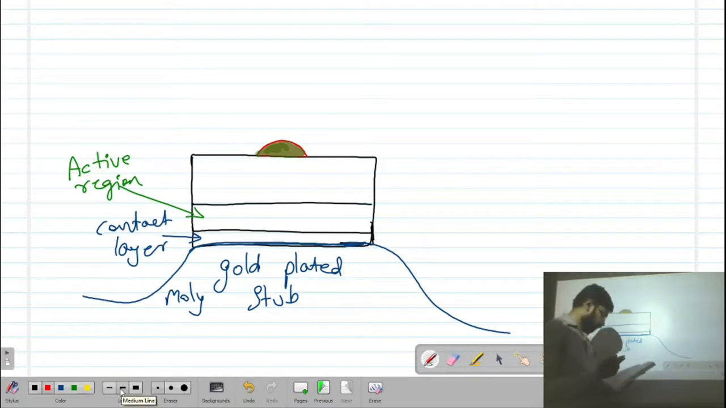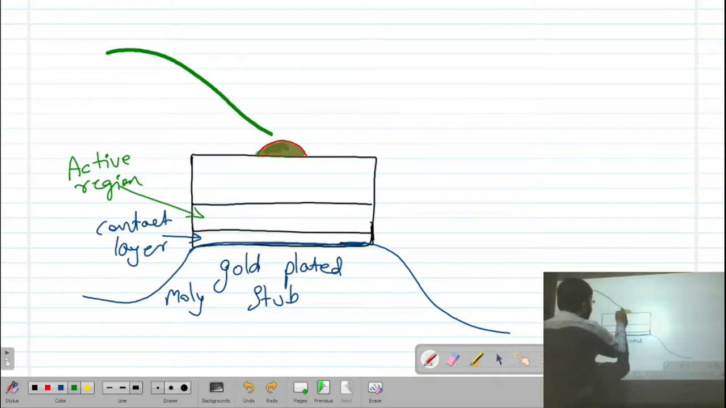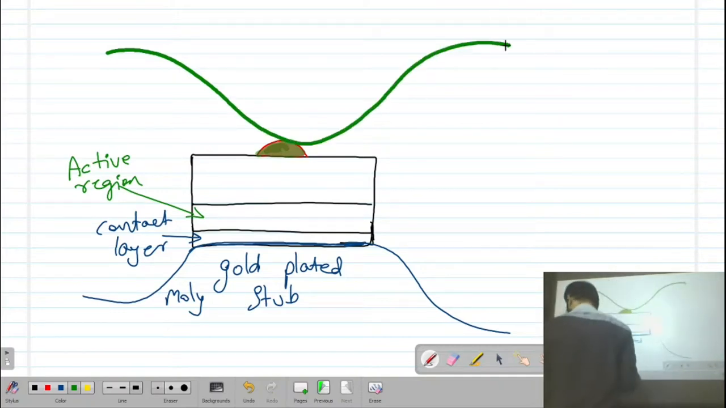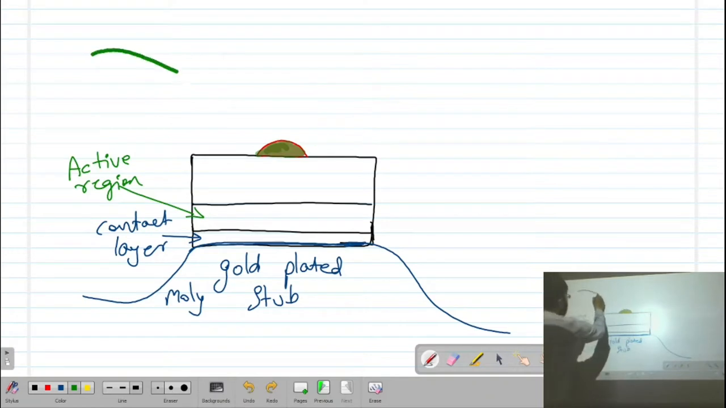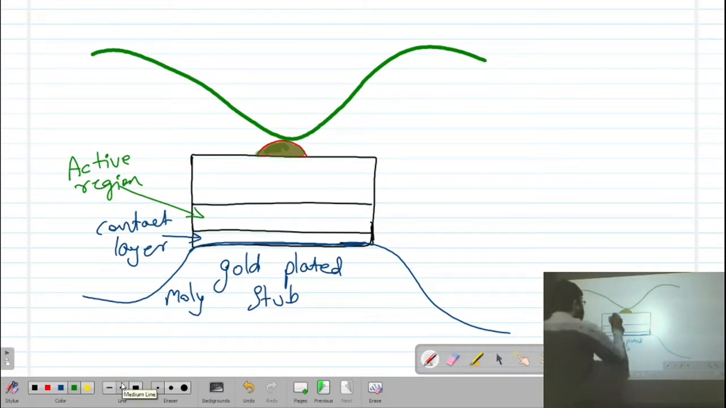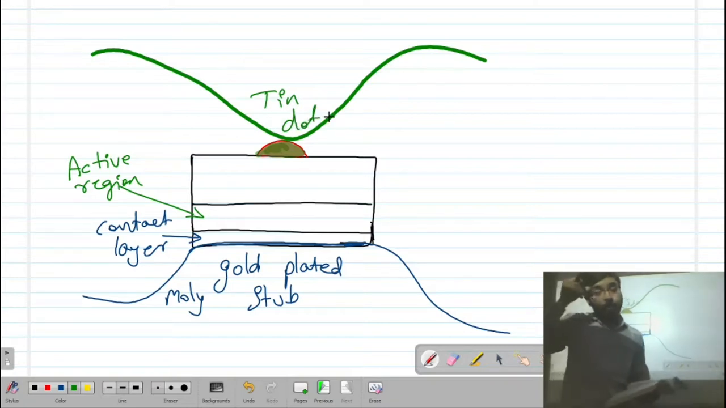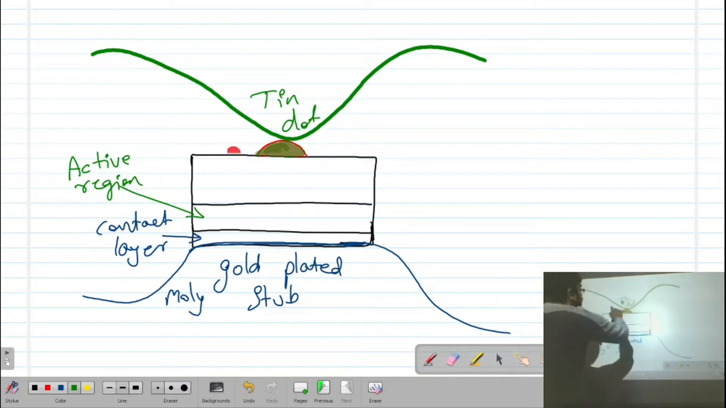So this is the top contact, and it will have a tin dot. Let me draw it again. This is the tin dot. As I told you, it will have a point contact. This is the point contact. As we are discussing, this is the point contact, and we will have a tin dot on this active layer.